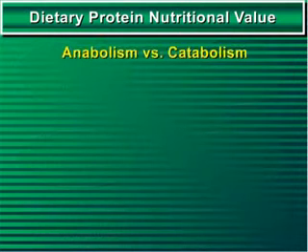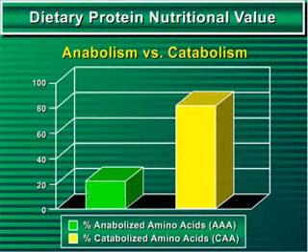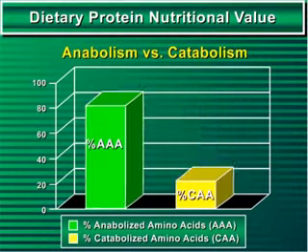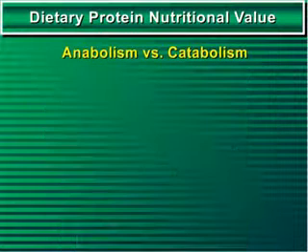Anabolism versus catabolism. The percentage of a protein's anabolized amino acids, AAA, is inversely proportional to that of those catabolized, CAA. Therefore, the higher the percentage of AAA, the lower that of CAA, and vice versa.